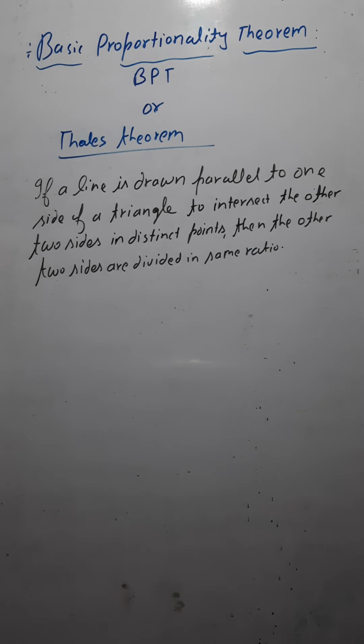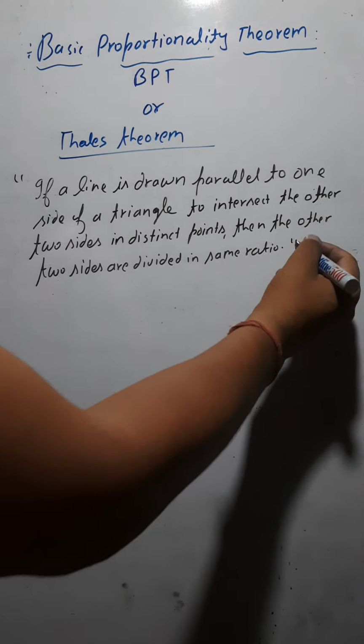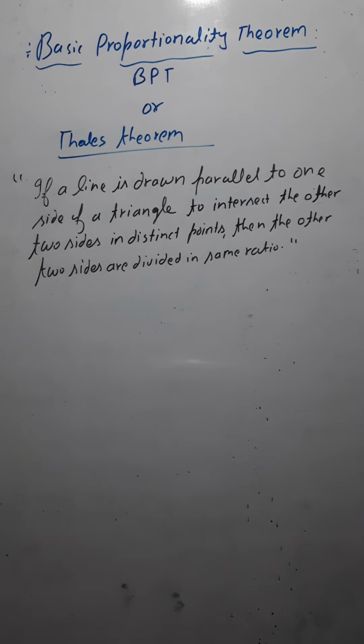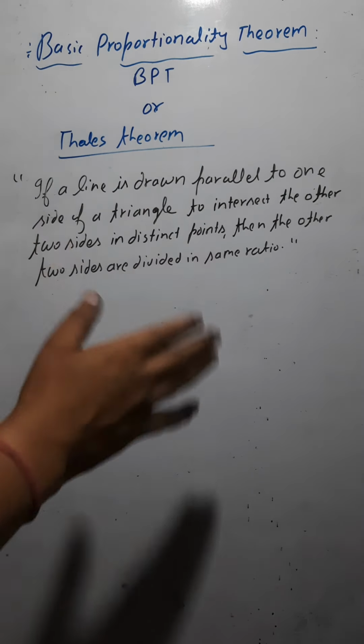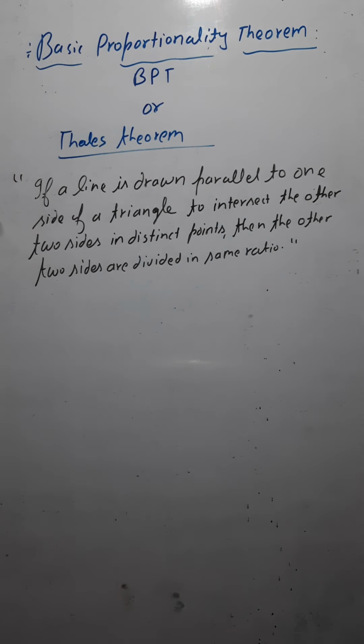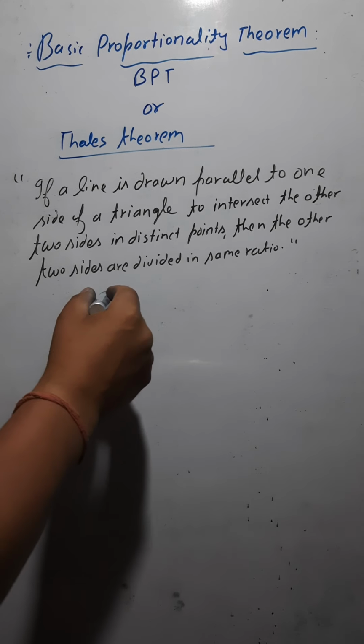And what is this theorem? You have to remember this statement here. If a line is drawn parallel to one side of a triangle to intersect the other two sides in distinct points, then the other two sides are divided in the same ratio. Let me tell you. Let's say you have a triangle.